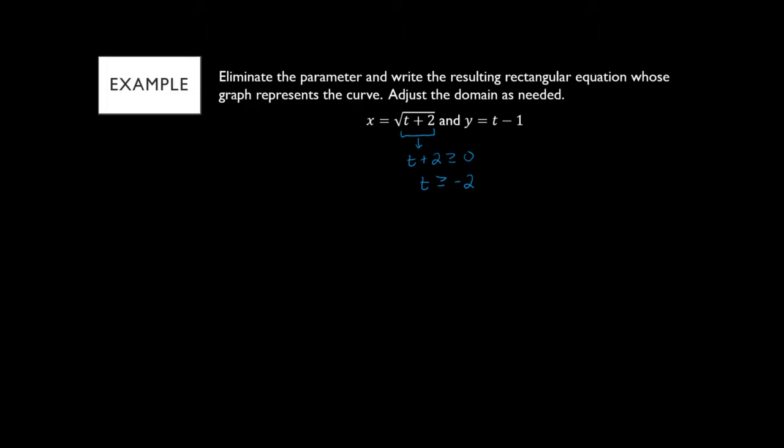So let's take our equation for x, the square root of t plus 2, and we're going to solve this for t. So you're going to square both sides, and then we subtract 2 from both sides. And so this gives us x squared minus 2 equals t.